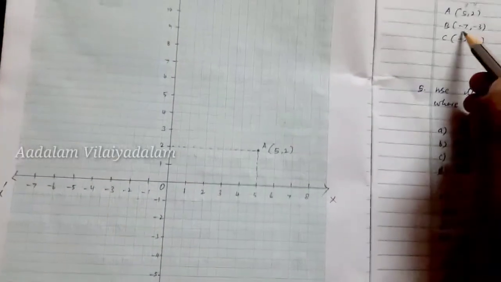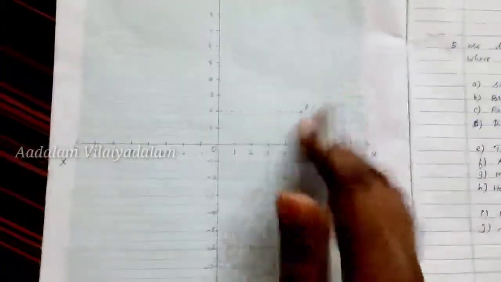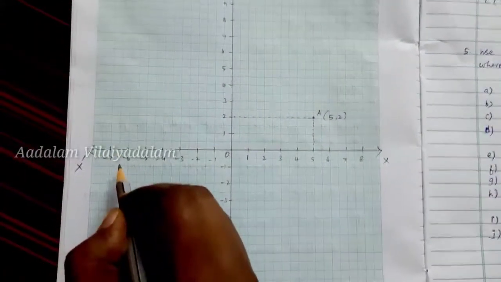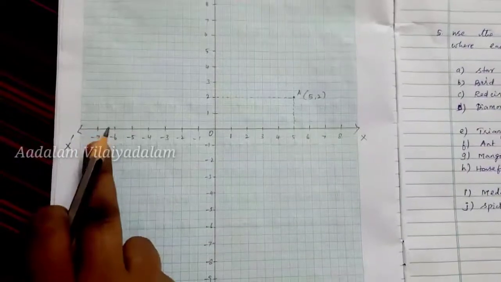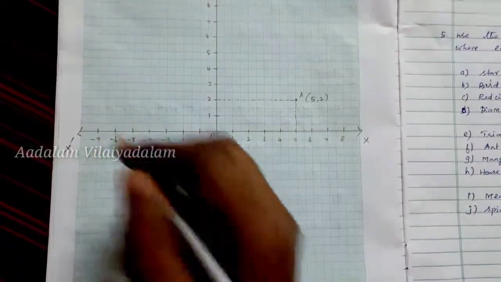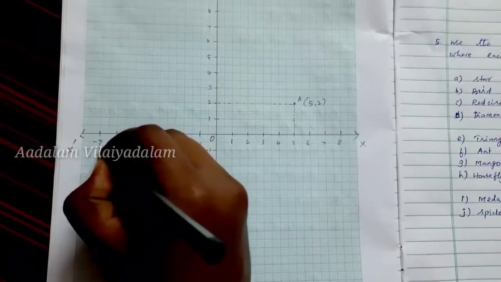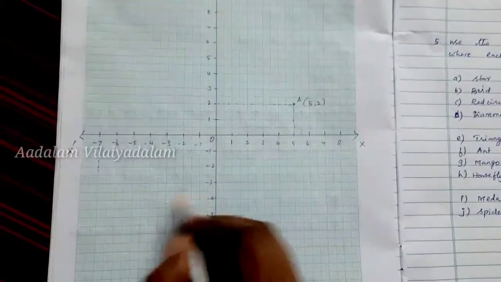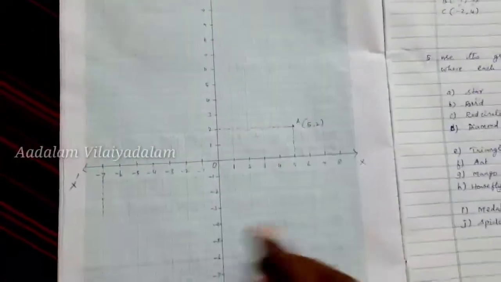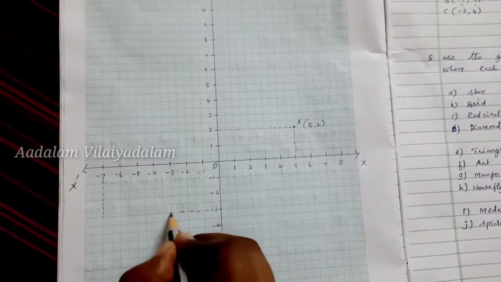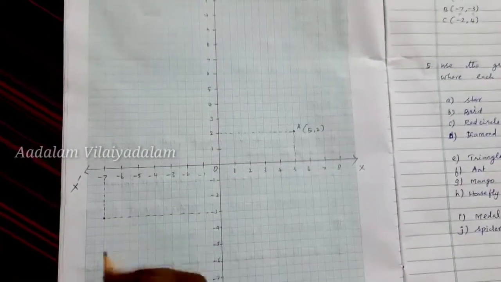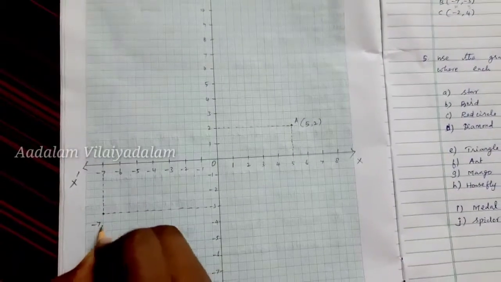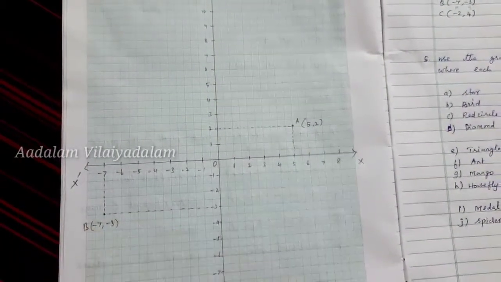So -7, look at the x and y. -7 will be in this point, isn't it? The same way -3 for the y axis. So -7 and -3. Therefore, use your scale and put the dotted line for the -3. Here it will meet on the -7, -3, which is the point P.